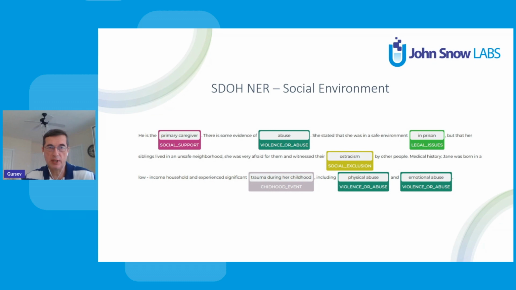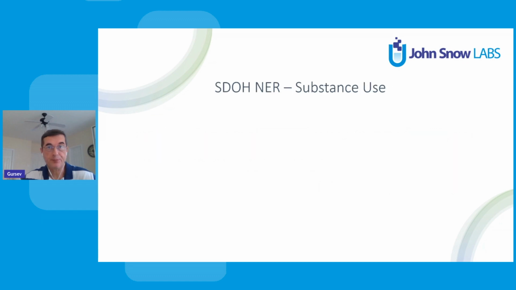So if you want to get the gender or other things that you are interested in, then you will have to use the SDOH NER model or a similar one together with this model. You may use more than one model in Spark NLP.